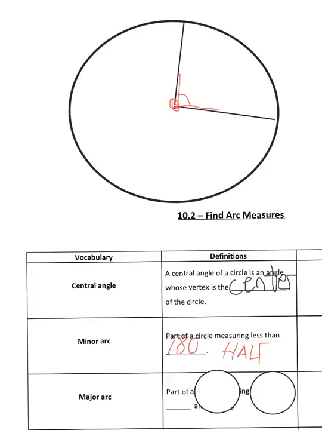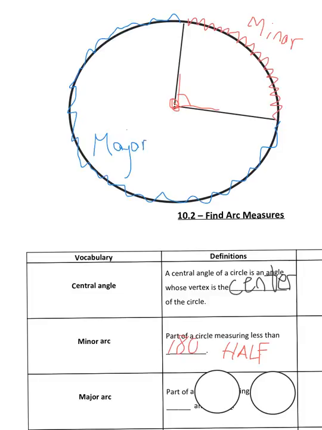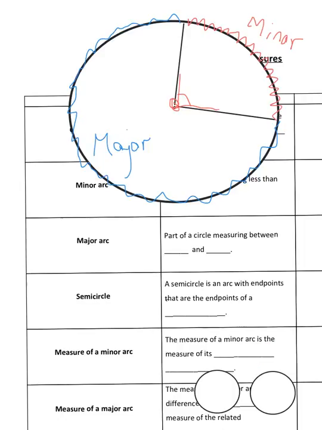Minor arc, part of a circle measuring less than 180, or less than half. So what I have drawn up here in my central angle is a minor arc, what I'm tracing right now. Anything less than halfway around. Which means that what's left over, all of this that I'm tracing in blue, this piece around the circle is going to be a major. And that's our next definition down here.